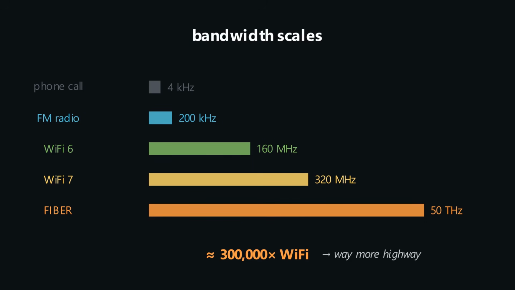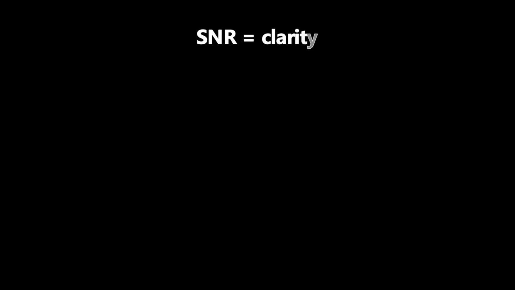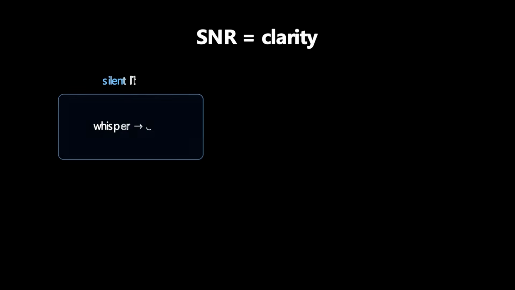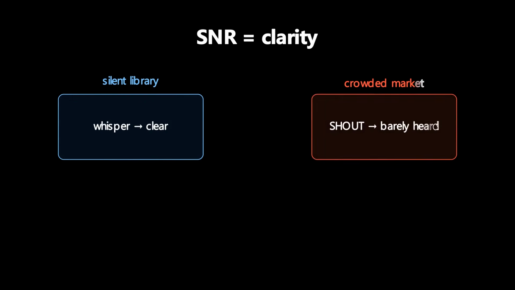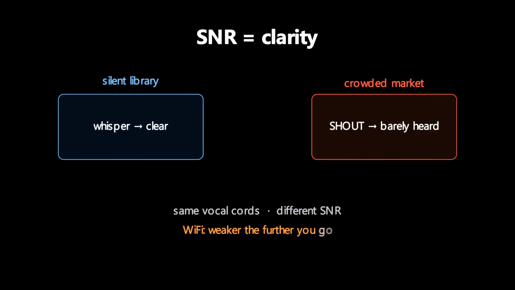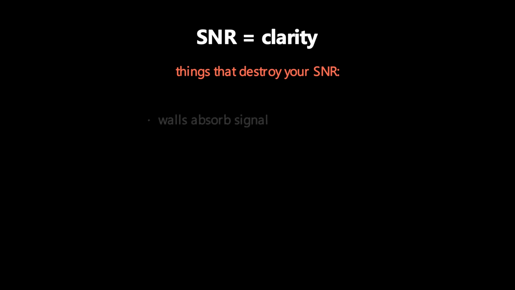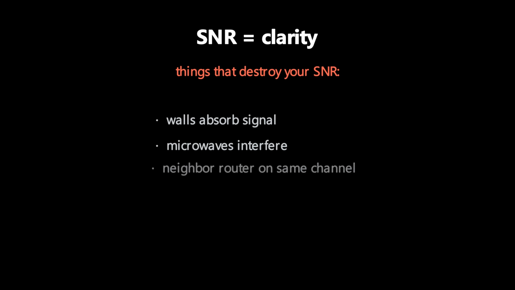Way more highway. Signal-to-noise ratio is your clarity. In a silent library, a whisper carries. In a crowded market, you have to shout to be heard. Same vocal cords, totally different SNR. Wi-Fi signals get weaker the further you move from the router. Walls absorb them. Microwaves interfere. Your neighbor's router screams on the same frequency. All of this destroys your SNR.